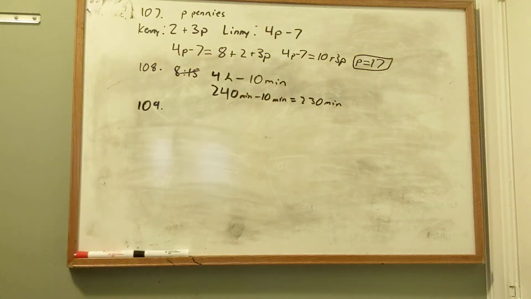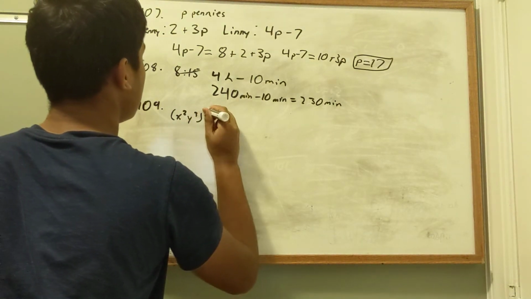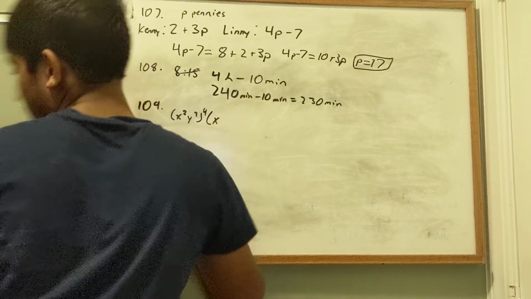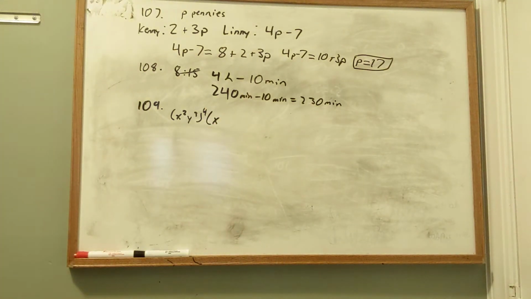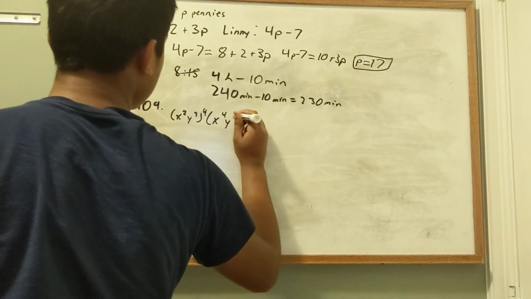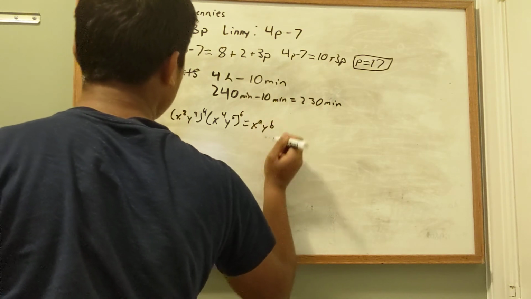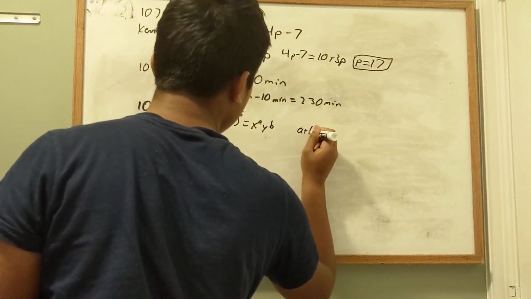109. It gives us an algebraic thing. It tells us that x squared y cubed to the fourth, times x to the fourth y to the fifth all raised to the sixth, is equal to x to the a, y to the b. And we want to know a plus b.